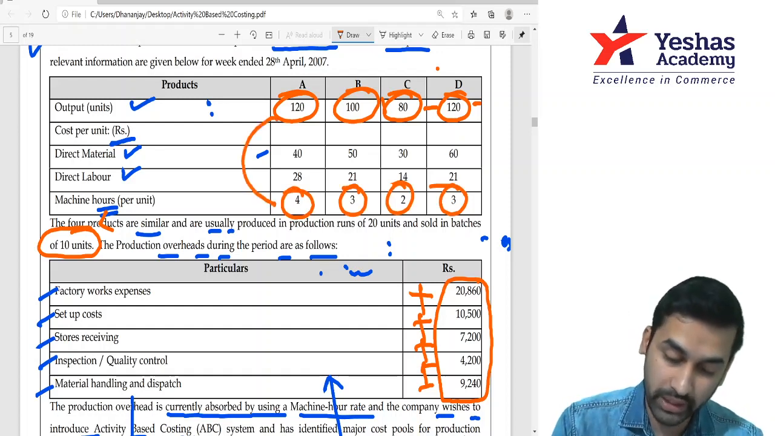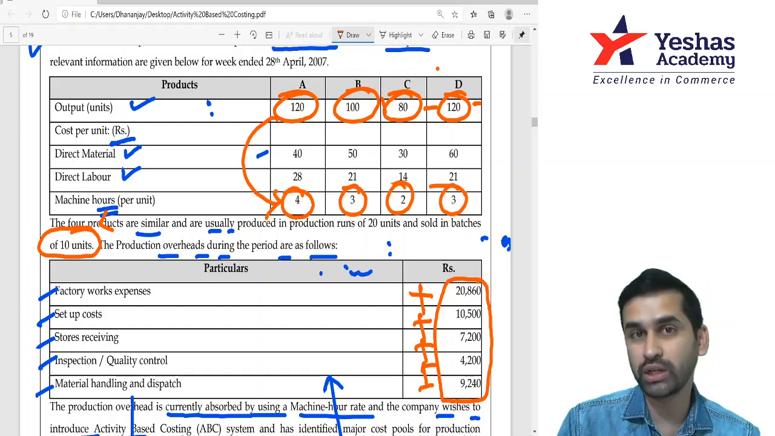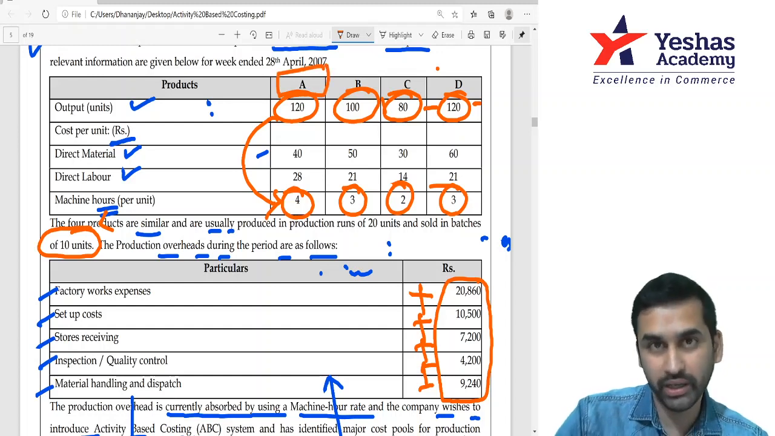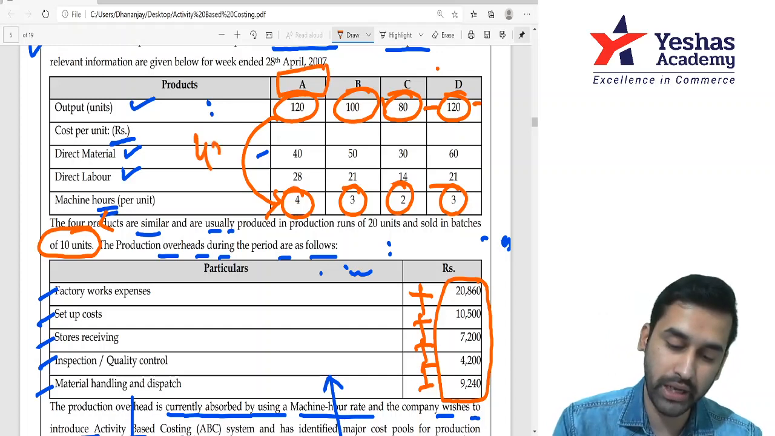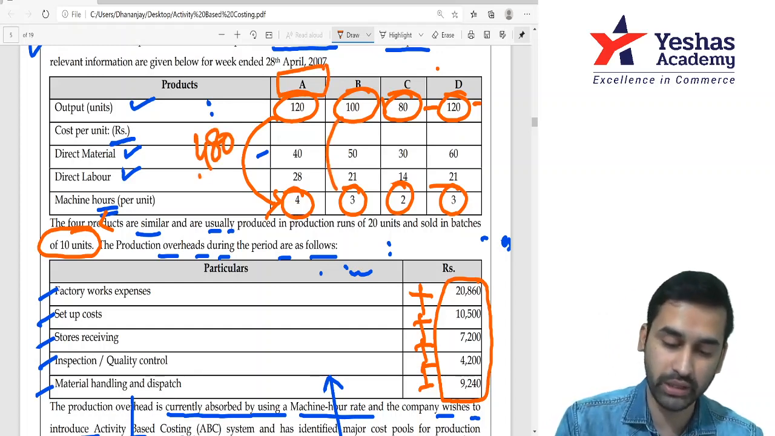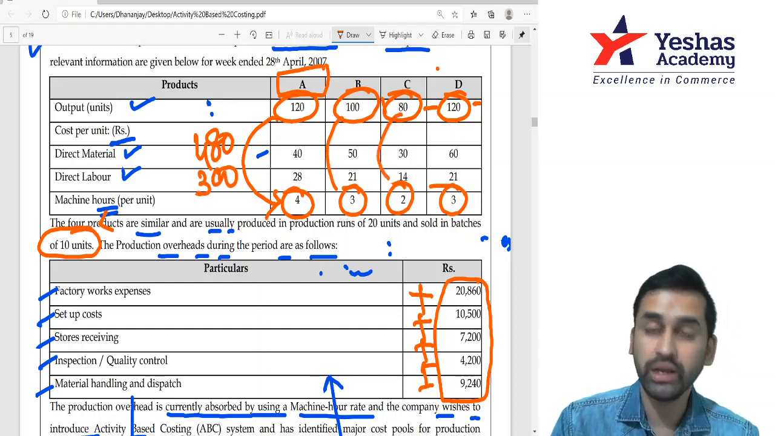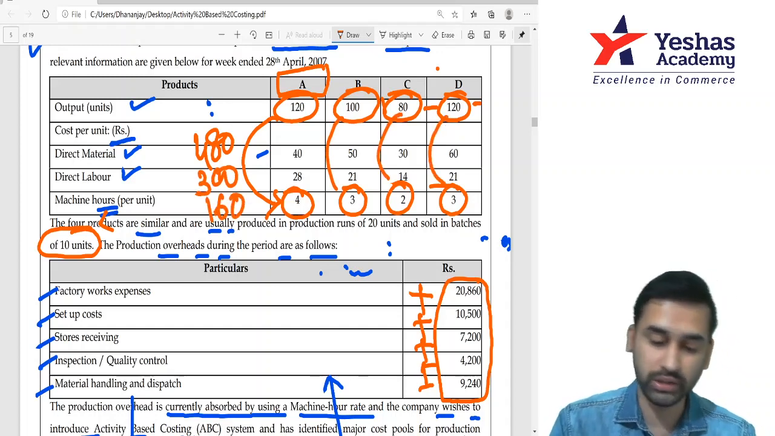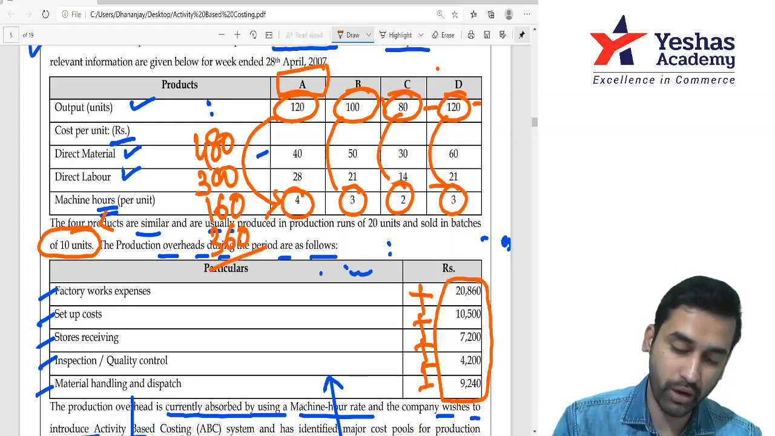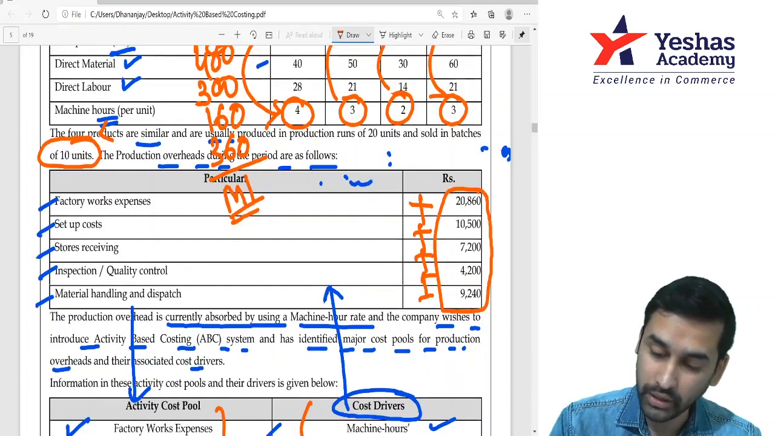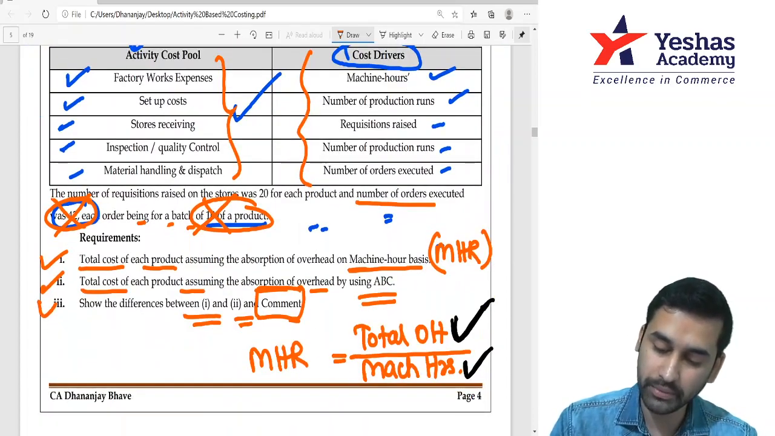Sir, if you do 120 into 4, you will get the total machine hours required for A. Are you following? 120 units into 4 gives 480. Same way for B, 100 into 3, 300. C also, 80 into 2, 160. D also, 120 into 3, 360. If you add all of this, you will get total machine hours, and that will go to my denominator.